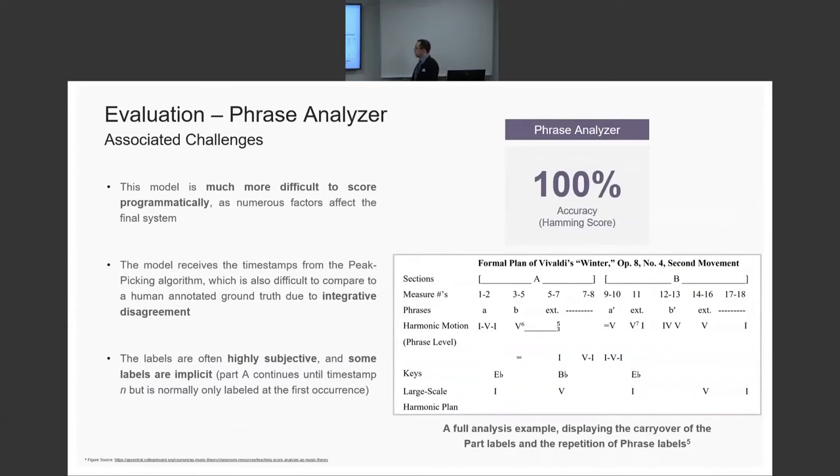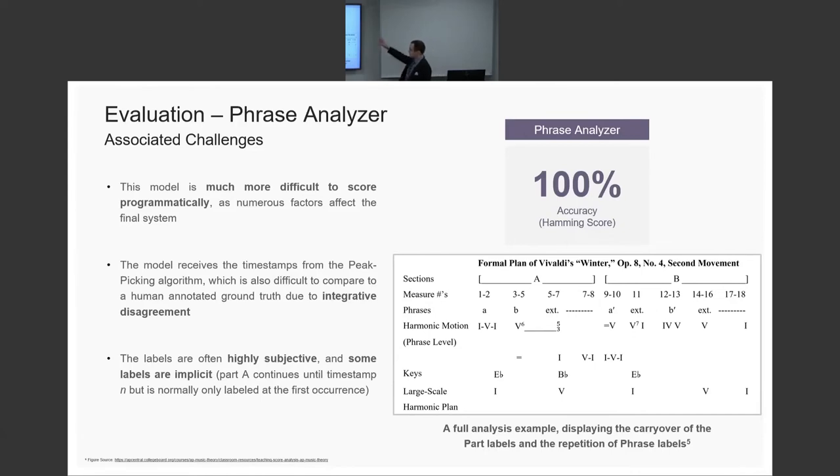So there were a number of associated challenges with evaluating the phrase analyzer. This model is much more difficult to score programmatically because a number of factors affect the final system. The model receives the timestamps from the peak picking algorithm, which again is also difficult to compare to the human annotated ground truth due to inter-annotator disagreement. The labels are often highly subjective and some labels are implicit. Something like part A continues until timestamp N, but is only labeled at the first occurrence.